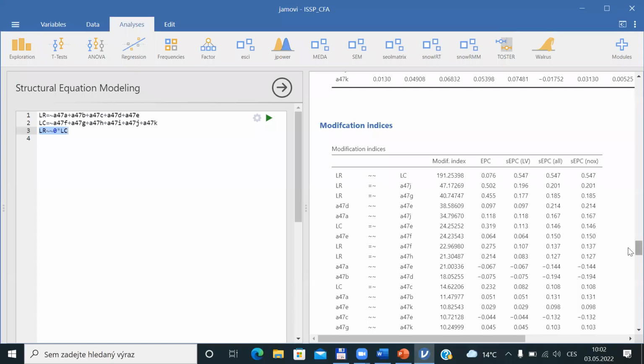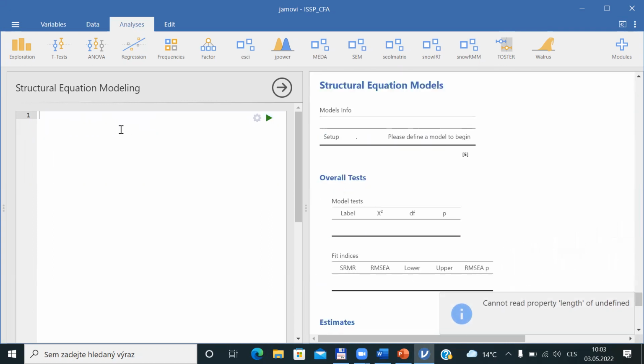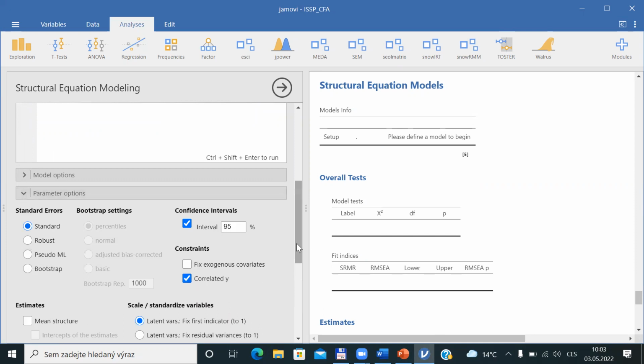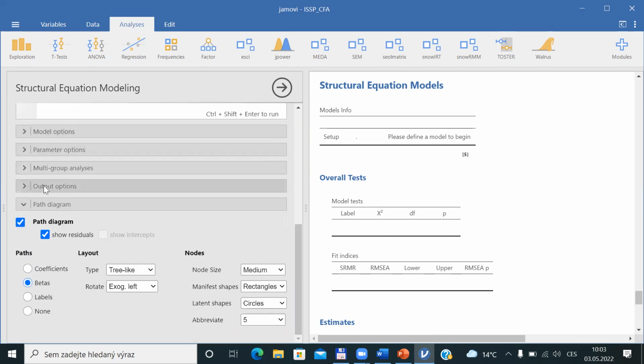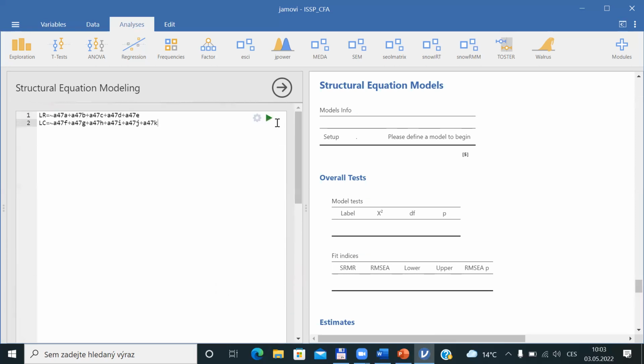And once again, my jamovi has some problems. So I would once again run the model with related factors. So I would run only the first two rows from our command. So I would ask once again for SEM syntax. Here it is. So I would only change options. So to see the path diagram with residuals and betas, I would ask for fixing. That's correct. And I would ask for additional fit measures. I would try to run it.